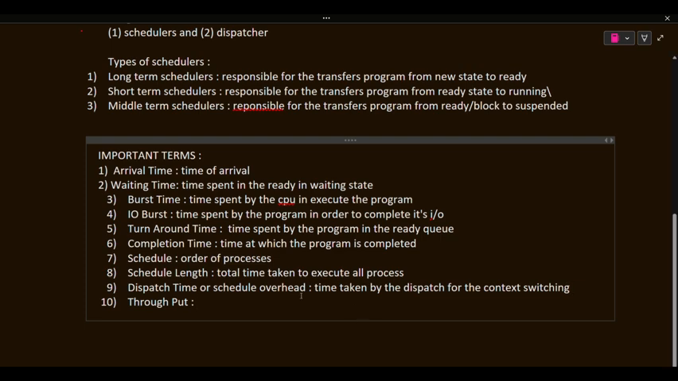And the last one is the throughput. Throughput is known as the efficiency of the CPU. It is defined as the number of processes executed by the CPU in unit time.